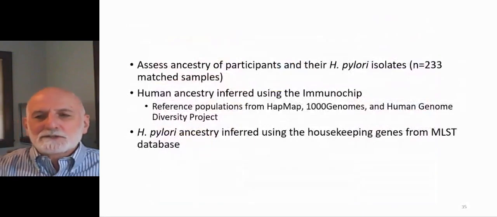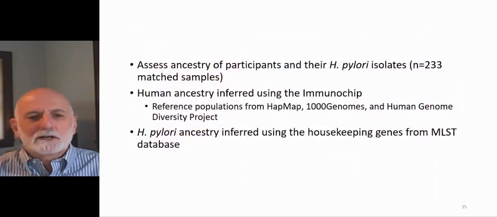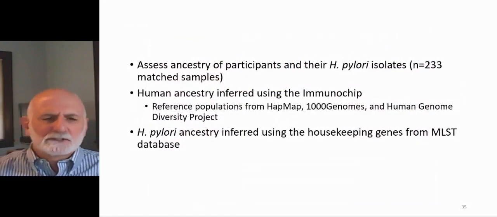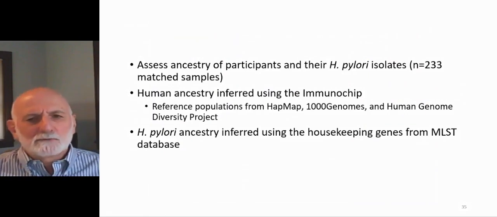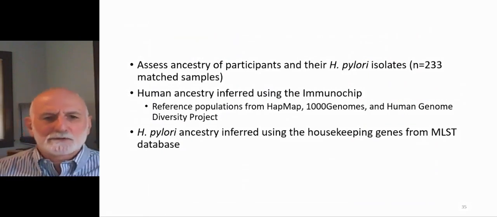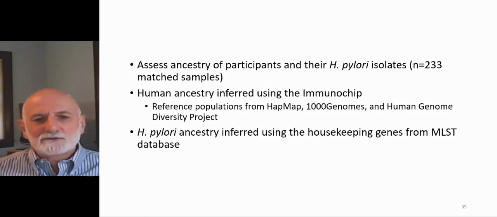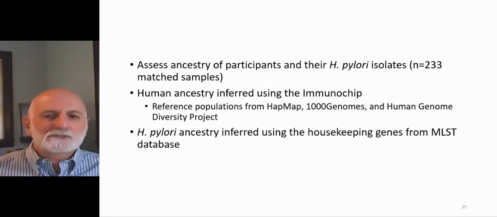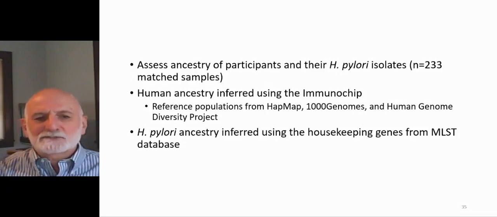So what we did is we used chip data for humans. At this point, the immunochip was about 200,000 SNPs. We also did a GWAS, and we presented that separately. But we isolated paired samples from 233 people. We inferred ancestry using the immunochip and structure, and then we used the sequencing that I showed earlier, the MLST, looking at the ancestry of the H. pylori.